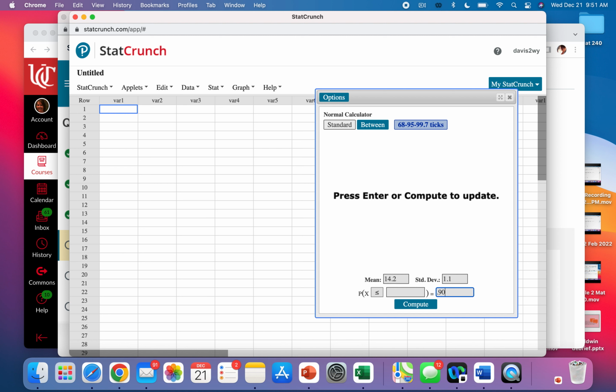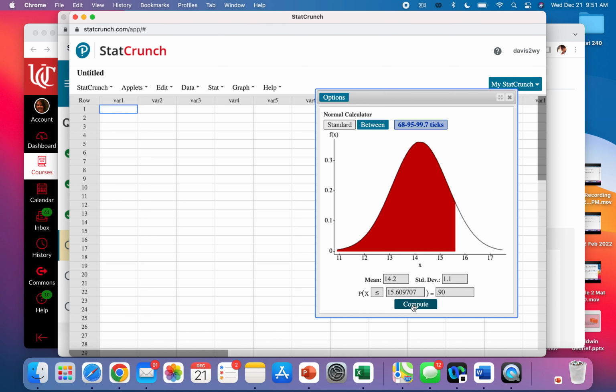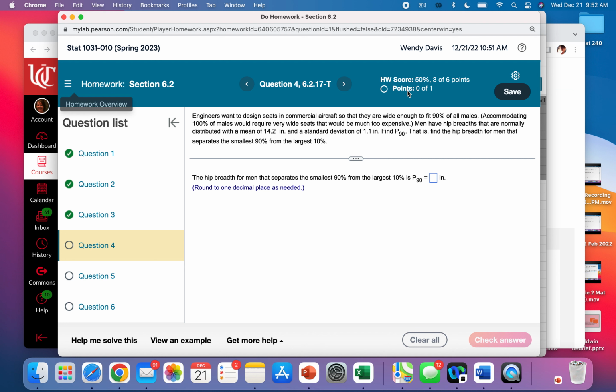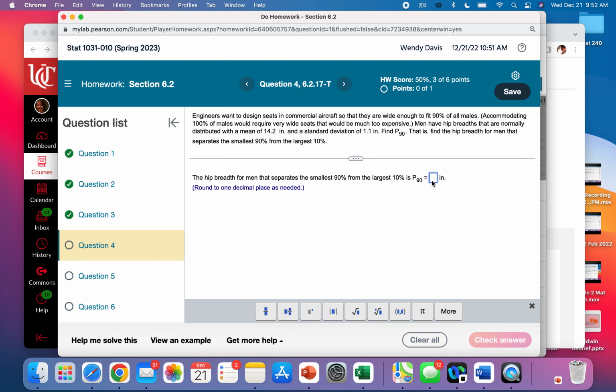It's a hard word to say. Where 90% would be smaller. 90% of men, their hip breadth would accommodate this. So that's 15.6097. I forgot to see the decimal places. Round to 1, so that would be 15.6.